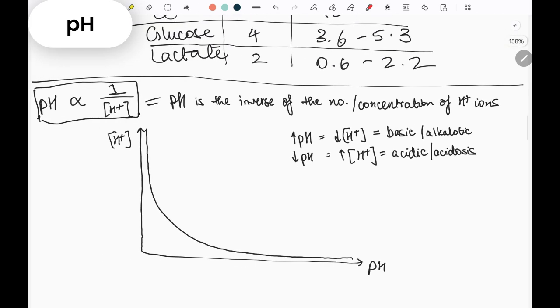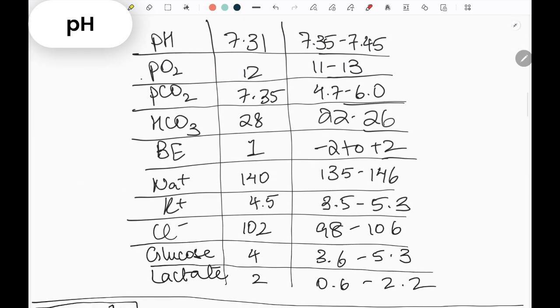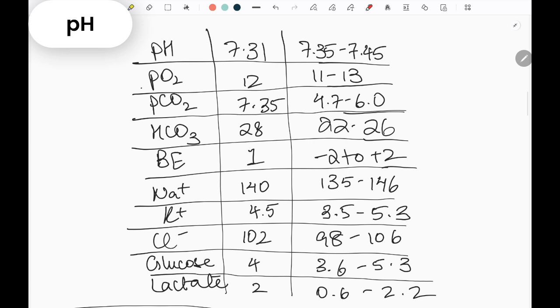Okay, so let's go back to our example and try telling me, based on the numbers given to you, is this patient acidotic or alkalotic? Okay, so based on this number and using this reference range, you'll see that this is less than the lower boundary. So this number is less than the lower boundary. So we say that this patient is acidotic.